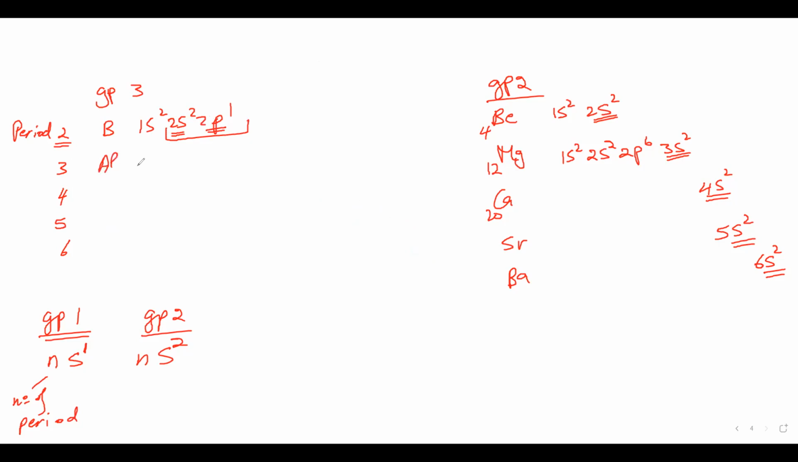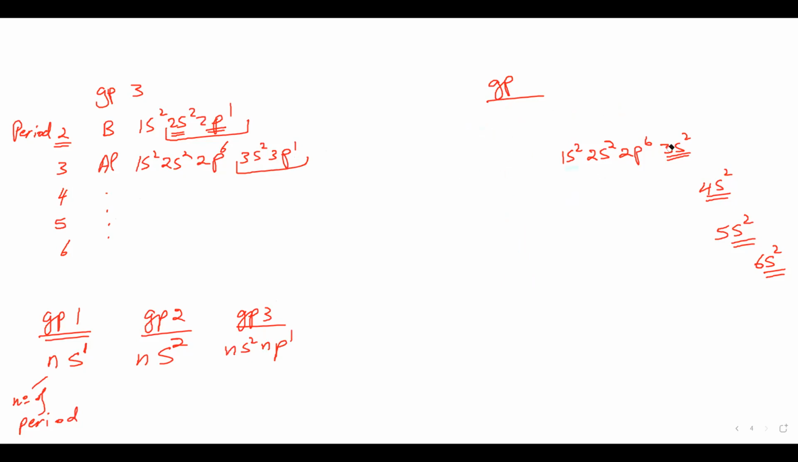If we have aluminium 13, we say 1s2, 2s2, 2p6, 3s2, 3p1. So it ends up also with s2p1. The last shell ends up with s2p1, and so on. If we take the one below it and the one below it, all group 3 end up with ns2np1.